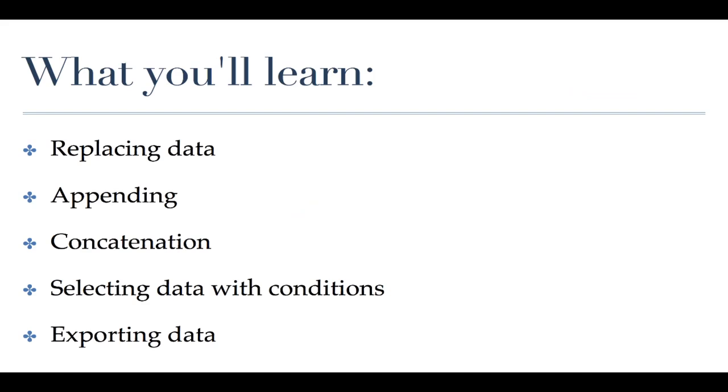So without further ado, guys, what we're going to learn today is how to replace data in our data frame. So we have a value and we want to change the value. We're going to learn how to append to the end of our data frame by adding a row or two. We're going to learn concatenation, which is essentially merging two data frames together. We're going to learn how to select values, rows and columns in a data frame based on very specific conditions. And then lastly, we're going to try and dump this into a CSV file.